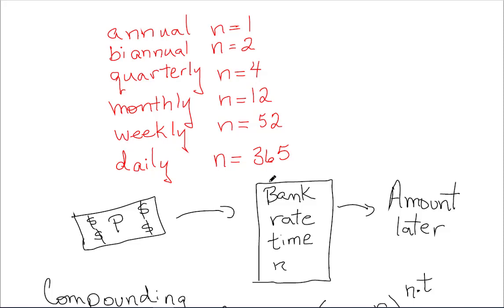So again, we've got some money now. P is the principal. We're going to put it into the bank. The bank is going to give us an interest rate. It's going to sit there for a particular time. And we have a certain number of compounding periods. And then we're going to get our money back out at a later date.